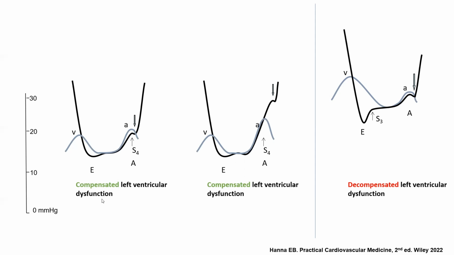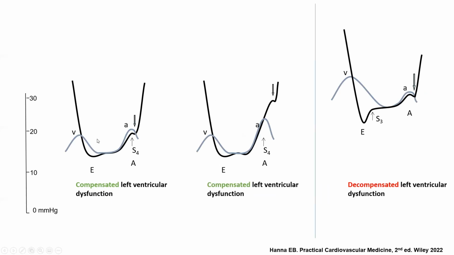Therefore, in compensated left ventricular dysfunction, LVEDP is frequently bigger than mean wedge pressure. In decompensated left ventricular dysfunction, LVEDP is equal to wedge pressure or is inferior to the mean wedge pressure, depending on how big that V wave becomes and how decompensated you are.